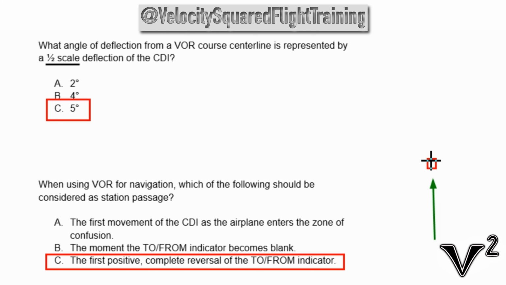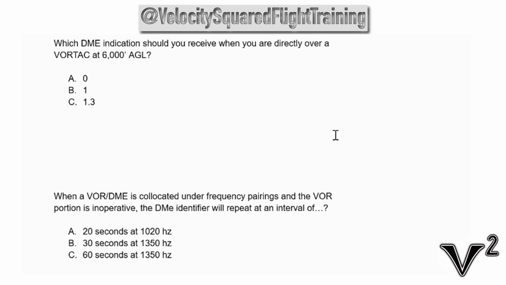The TO/FROM indicator's blank. It doesn't really know what's going on. Okay, but when you get to here, you used to have a TO flag, but now you're going to have a FROM indicator, right? So it's completely reversed to a FROM. That means you're actually past the VOR. You might be right here or something. Cool. All right.